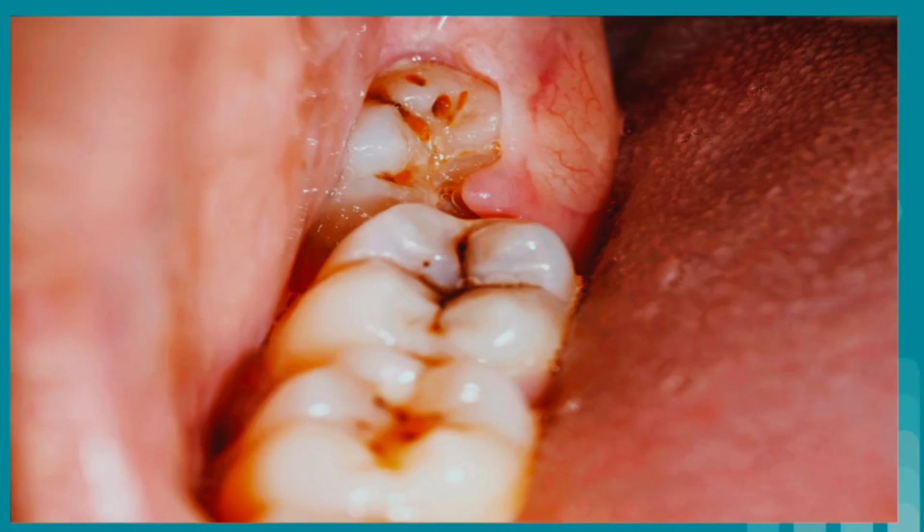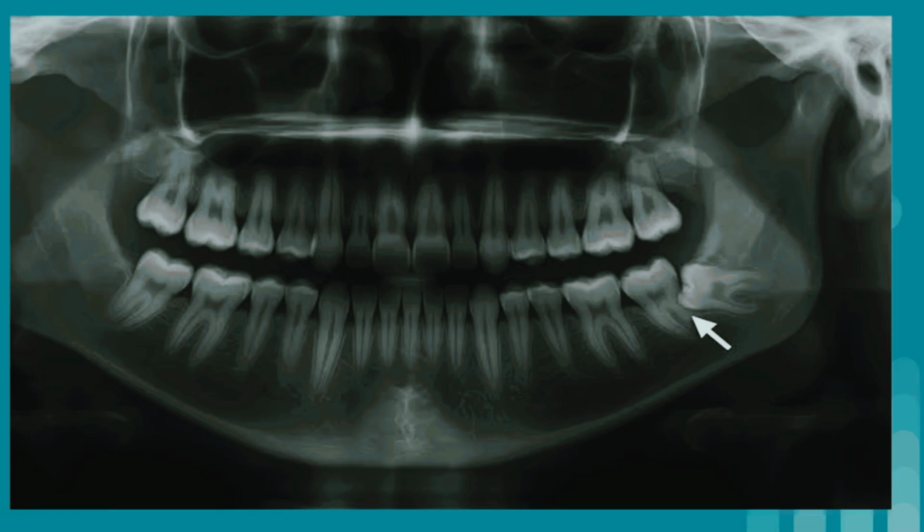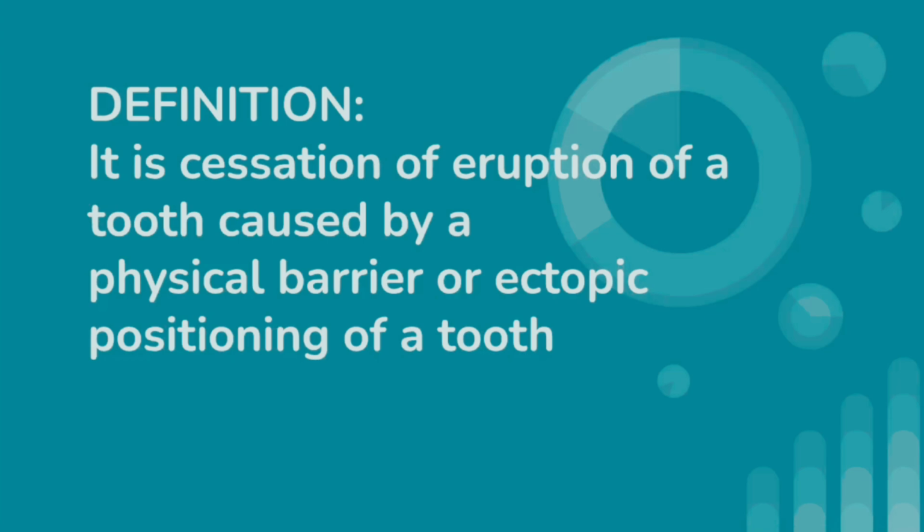Okay, so by this picture you can realize what an impacted tooth looks like. In the x-ray you can see how the impacted tooth is at the bone level. Next, what is the definition of impaction? It's majorly about the obstruction of eruption of the tooth caused by a physical barrier or an ectopic positioning of the tooth. It might be a physical barrier or any ectopic position of the tooth.